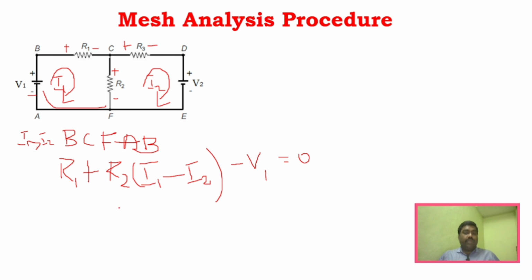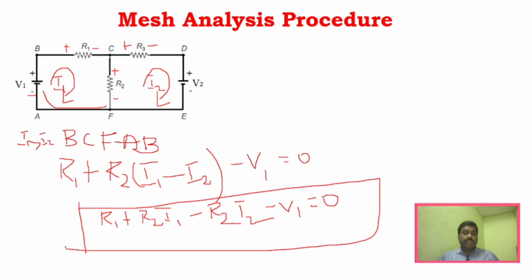Now, you can simplify this expression, correct? How will you simplify? R1 plus R2 into I1, minus R2 into I2, minus V1 equal to 0. This is the expression for the first mesh, right?